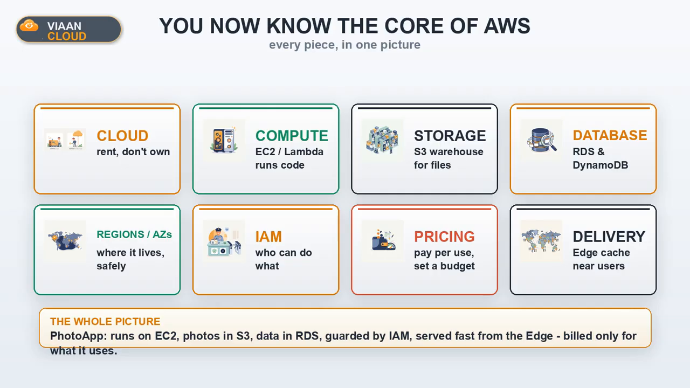Take a breath, look how far you've come. The cloud is renting instead of owning. Compute, like EC2 and Lambda, runs your code. S3 stores your files, and databases hold your data. Regions and availability zones keep it running safely, IAM controls who can do what, and you pay only for what you use while the edge serves users fast. That's the core of AWS in one picture.